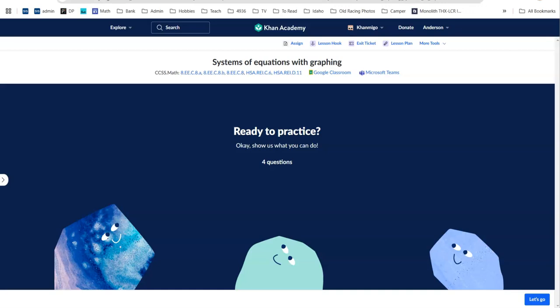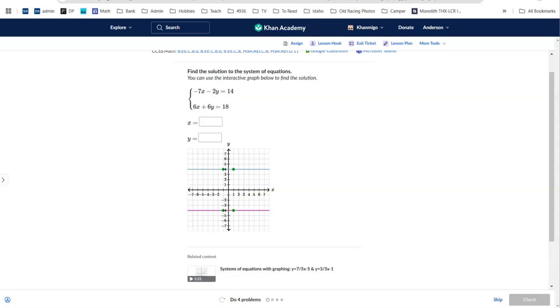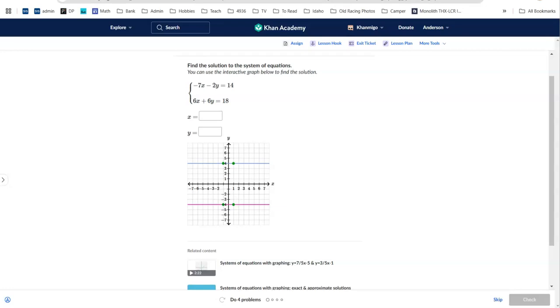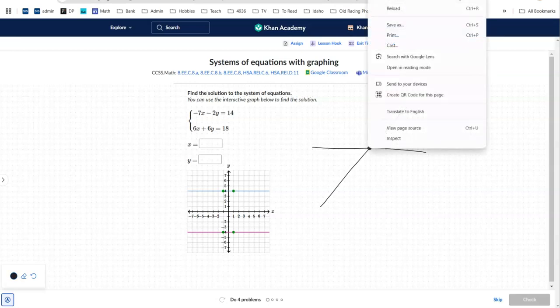Okay, systems of equations with graphing. All right, so we need to graph both these systems, and we have to figure out what is the solution to this system. We talked about this a little bit on the paper assignment we did the other day. What we're looking for is where the graphs cross. Wherever they cross, that is the solution.